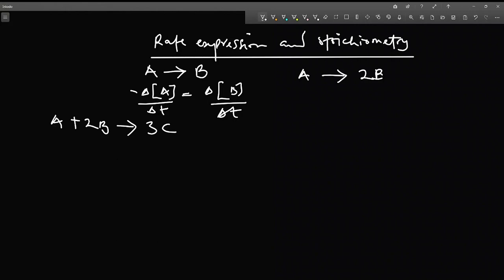So if you're asked to write the rate expression for this kind of reaction, what is it going to be? Normally, it's going to be minus change in conc of A over change in T equals change in conc of B over change in T. But now we have to account for these two. The way I like to think about it is if the rate of B is 2 times that of A, that means that the rate of A is half the rate of B. That's how I think about it.